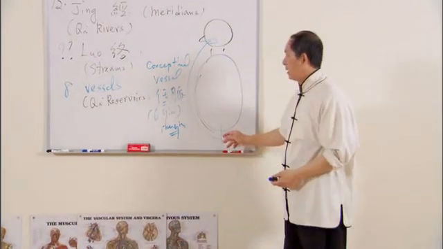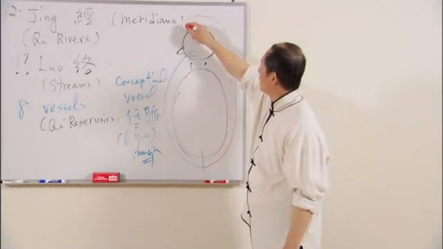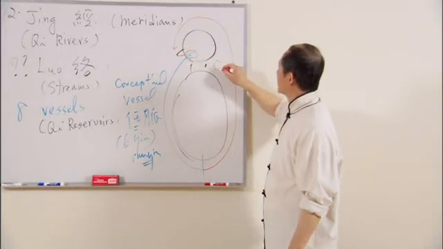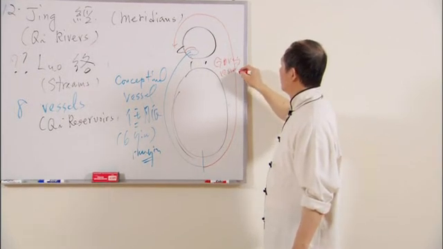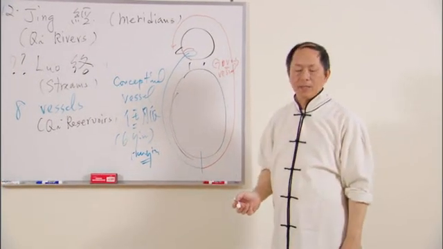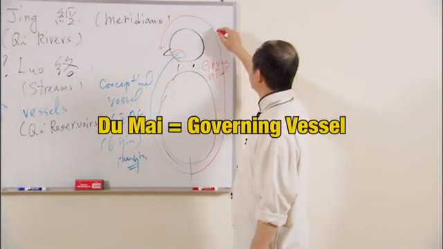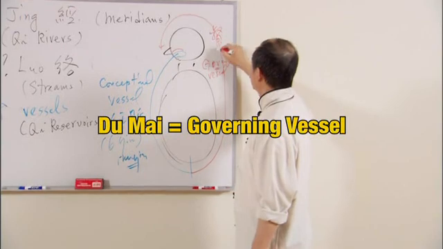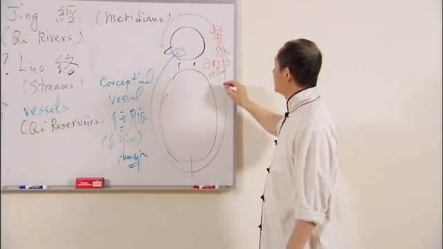Then from the perineum all the way to the palate of the mouth, this is called the governing vessel. Govern, you already know what govern means. It means control. Chinese called 督脉. The governing vessel controls 6 yang channels.